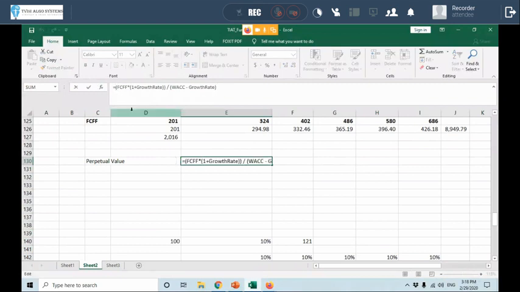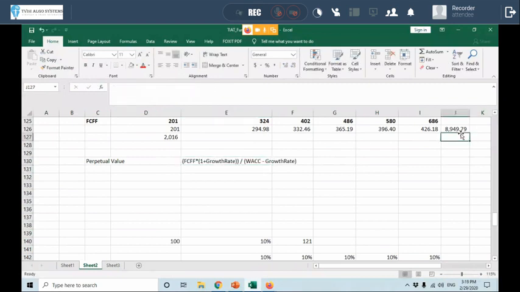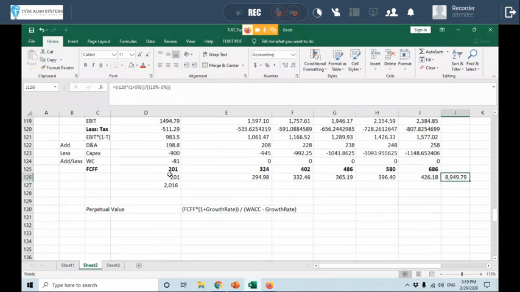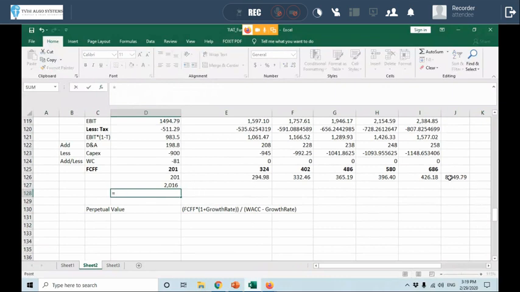So this is the perpetual value at the end of the 5th year. I need to bring this to the present value, so I will do the same thing. This is divided by, this 8,000 is for the next 5 years, right? For lifelong, from the 5th year to infinity. This divided by 1 plus growth rate raised to the power n.